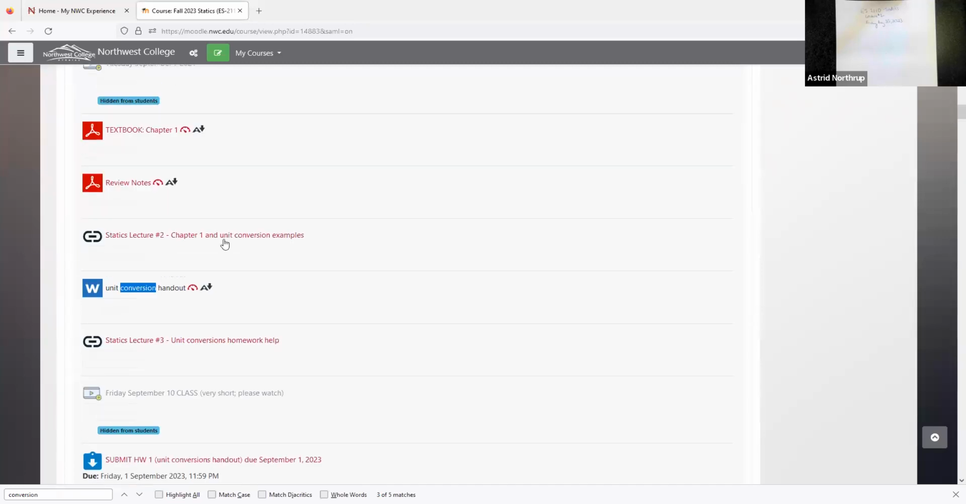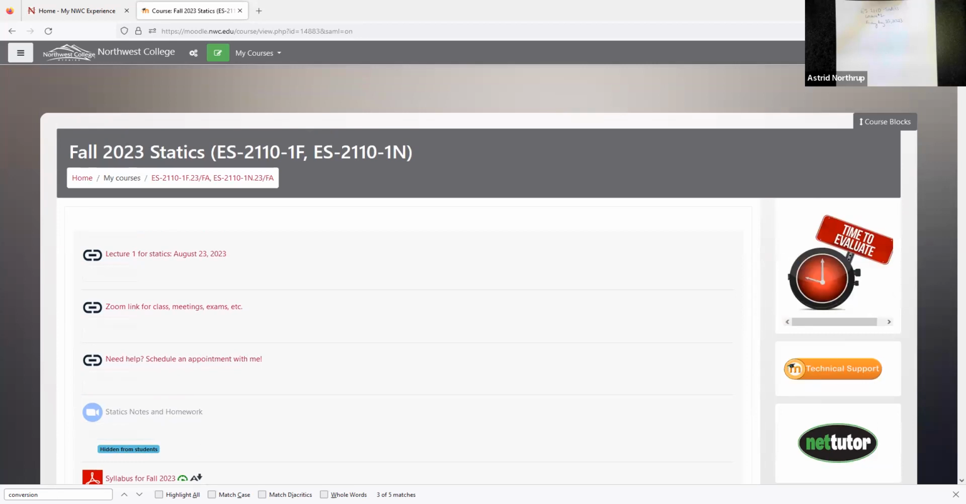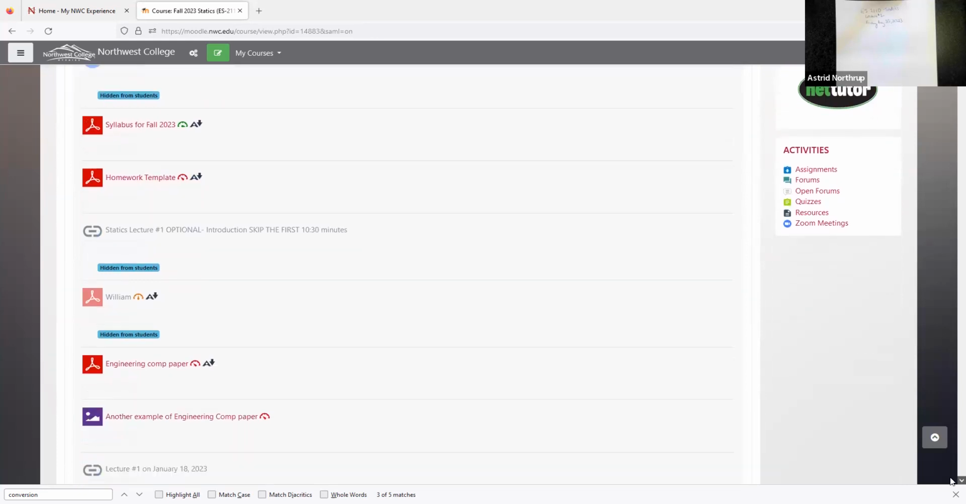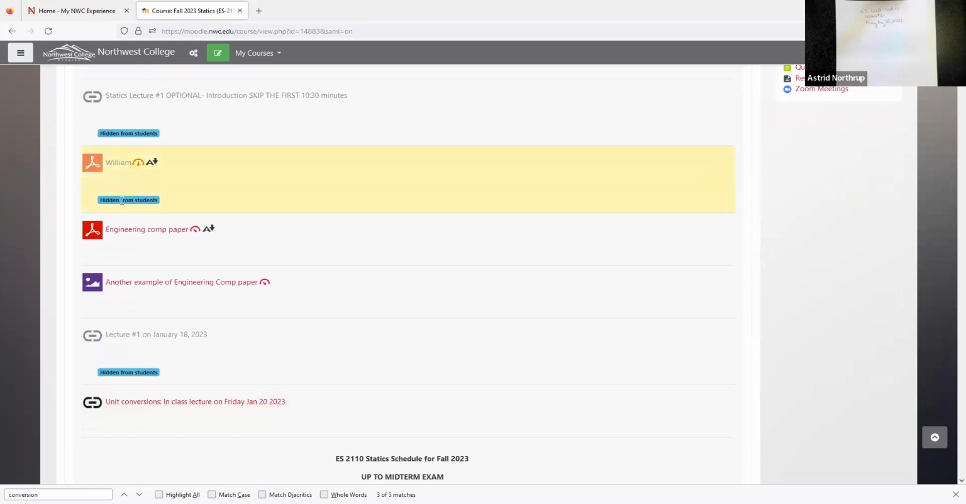All right, so as far as this work goes, just remember that everything is available to you here on our statics page. We have the syllabus and we have the homework template, which will show you how you should do your homework, what it should look like, more or less. We also have an example of what engineering composition paper is. And as we discussed before, if you are physically in Powell, I have tablets of engineering comp paper, and you're welcome to come get one from my office.